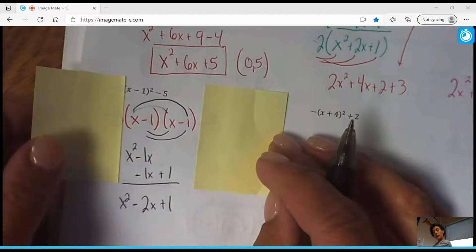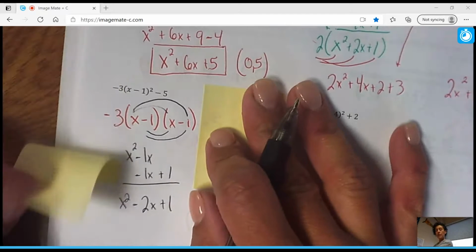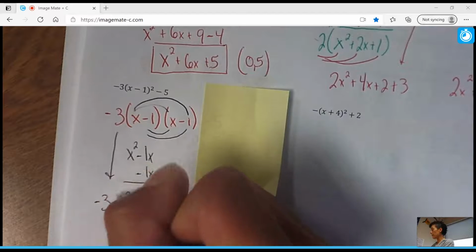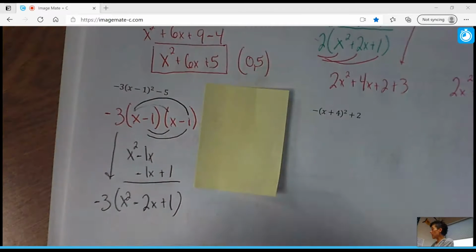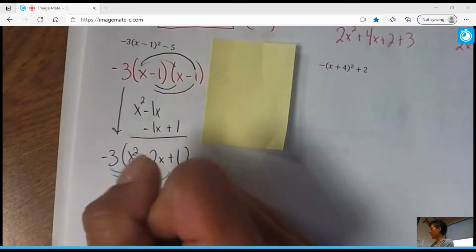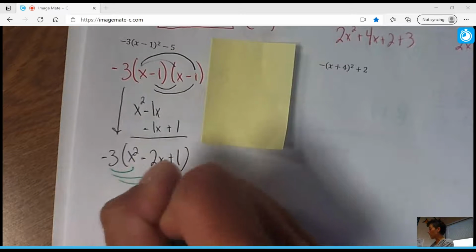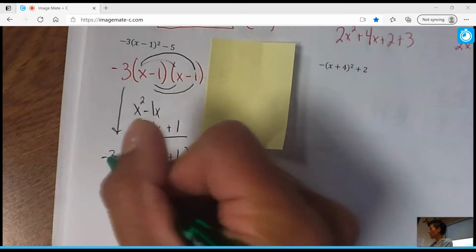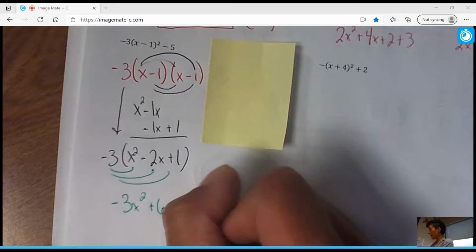I still need to finish my multiplying according to the order of operations, so I'm going to bring this -3 down. And now I'm just going to distribute that -3 in. Lots of multiplying, that's why it's the order of operations. So I get -3x squared. When -3 meets the minus 2x, I get a positive 6x. And when -3 meets 1, I get a -3.